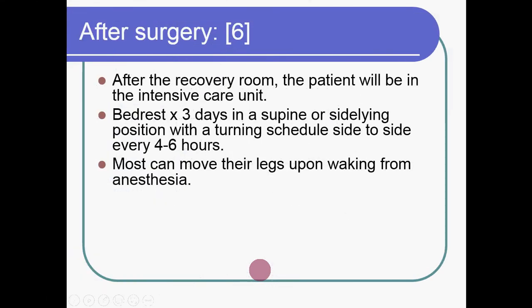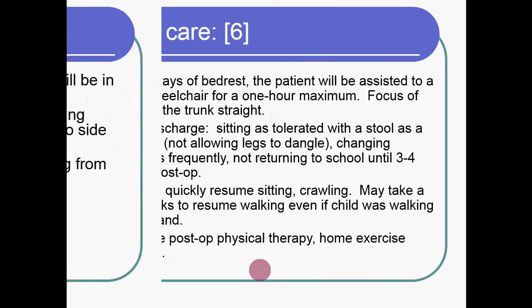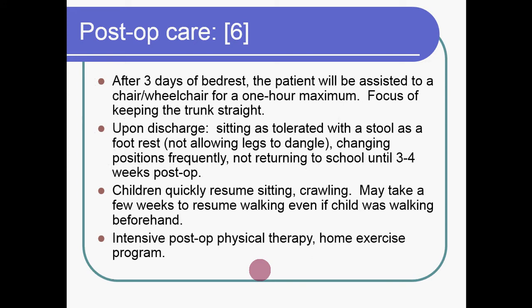After the recovery room, the patient will be in the intensive care unit, bed rest for 3 days in a supine or side-lying position with a turning schedule side to side every 4 to 6 hours. Most patients can move their legs upon waking from anesthesia. After 3 days of bed rest, the patient will be assisted to a chair for 1 hour maximum. Focus is keeping the trunk straight.